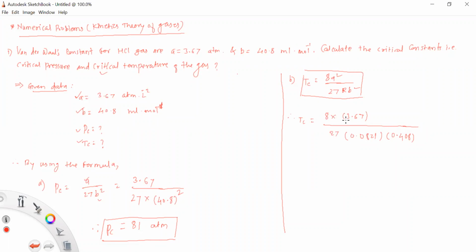So the multiplications we have to do here, and we find the values of the numerator and the denominator and then their division, and that will come. This TC equals 324.6 Kelvin. So this is the critical temperature of your HCl gas. In this way, we can simply find out the PC, that is the critical pressure, right? And we can find out the critical temperature.